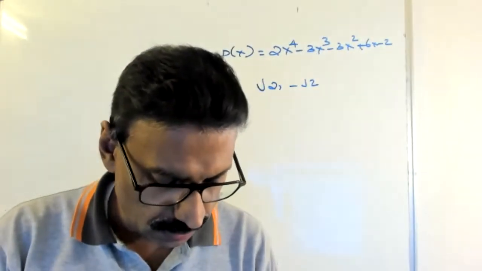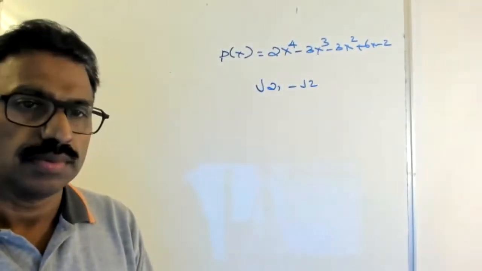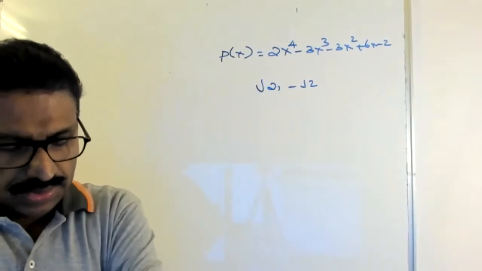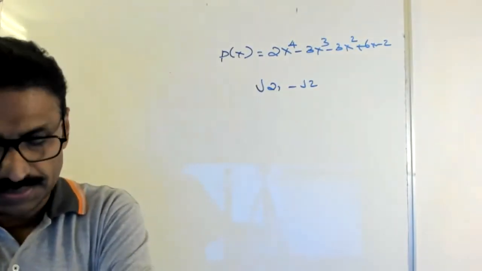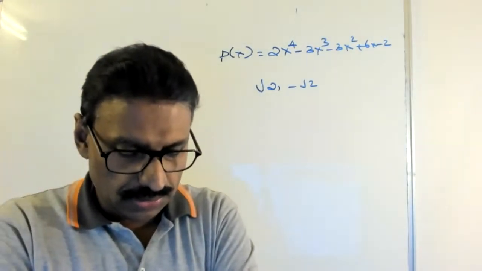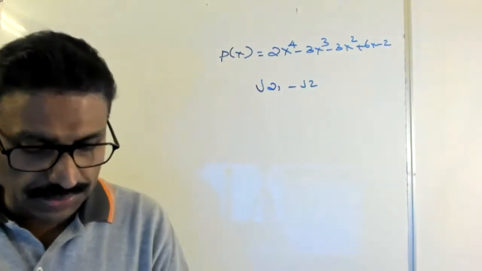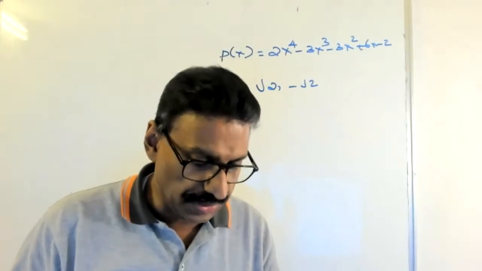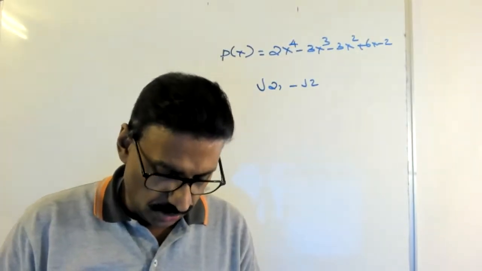Sir, can you read the question again? I can't see. Can you see? Sir, it's blurry. Hey, now okay. Okay, you read. Find all the zeros of the polynomial 2x raised to 4 minus 3x cube minus 3x square plus 6x minus 2. If two of its zeros are root 2 and minus root 2.